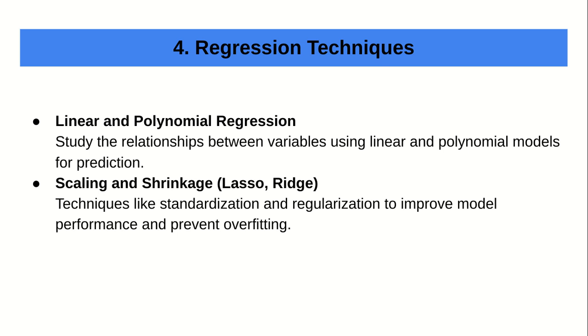But now the process of linear and polynomial regression is basically studying the relationship between variables using linear and polynomial models for prediction. What does it mean when you say we study the relationship between variables? We have dependent variables and independent variables. So what do we do here? When you're using, for example, a linear model, you're trying to identify a dependent variable, and then you're trying to cross-check it against independent variables. So that's why you follow a certain pattern.